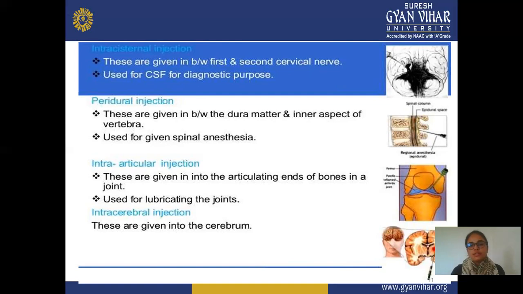And next is intra-articular injections. These are given into the articular ends of the bones in a joint, and used for lubricating the joint. If some person or old-age patient has a joint problem or bone problem due to reduced lubricant, or less concentration of lubricant present, then in this condition these articular injections are given to the articular ends of the bones, and this improves the lubrication of the bone, providing a lubricant effect to the joint.